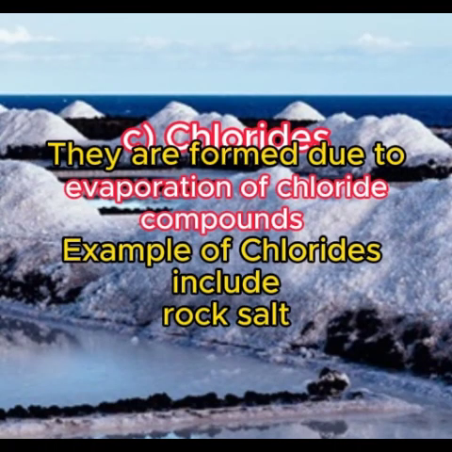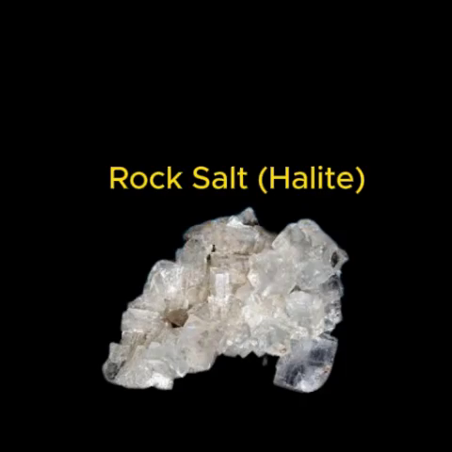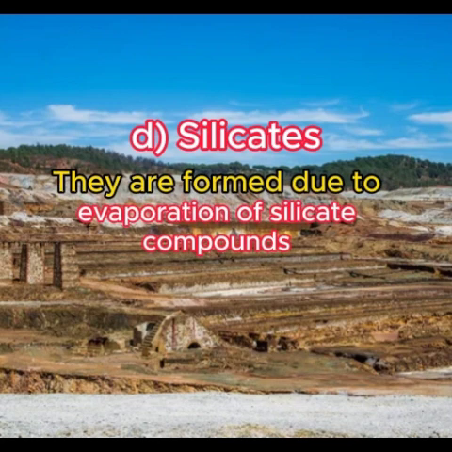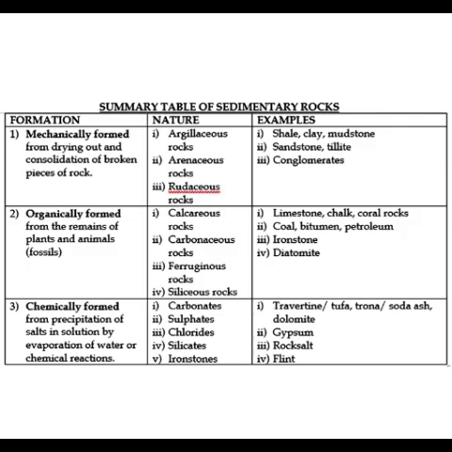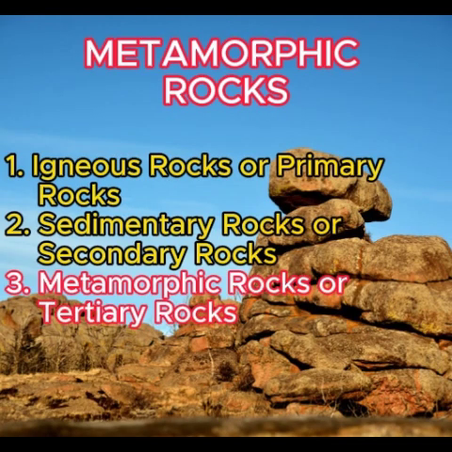Chlorides are formed due to evaporation of chloride compounds. Example of chlorides include rock salt. Silicates are formed due to evaporation of silicate compounds. An example of silicate is flint. The following is a summary table of sedimentary rocks.